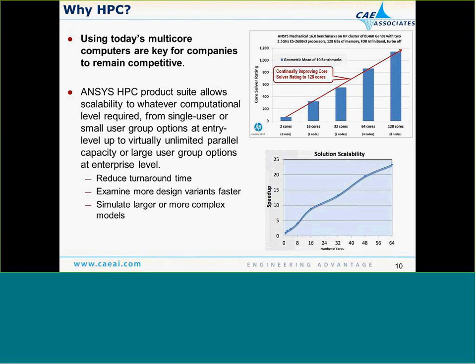So again, we're looking to reduce our turnaround time. We can examine our design iterations much faster. And as I said previously, we can simulate larger, more complex models, all by the utilization of high-performance computing.